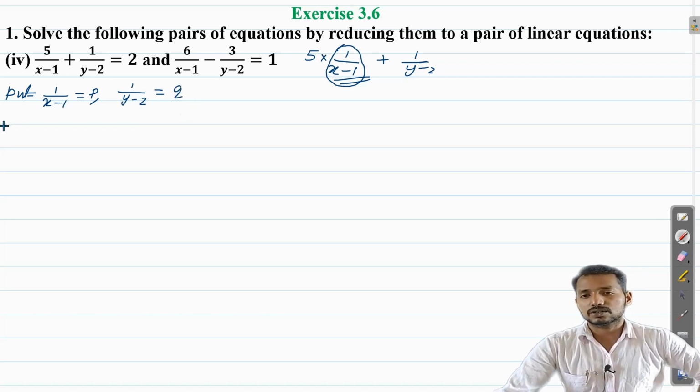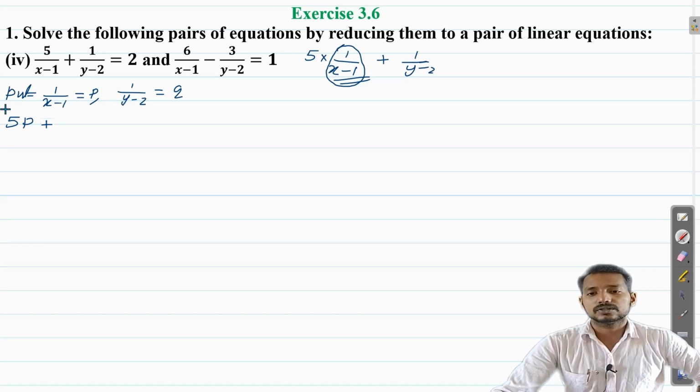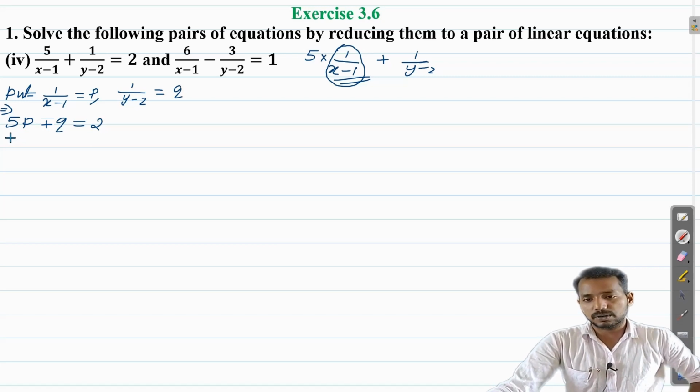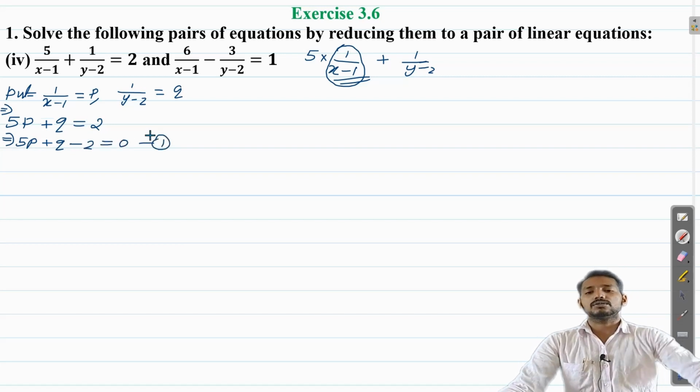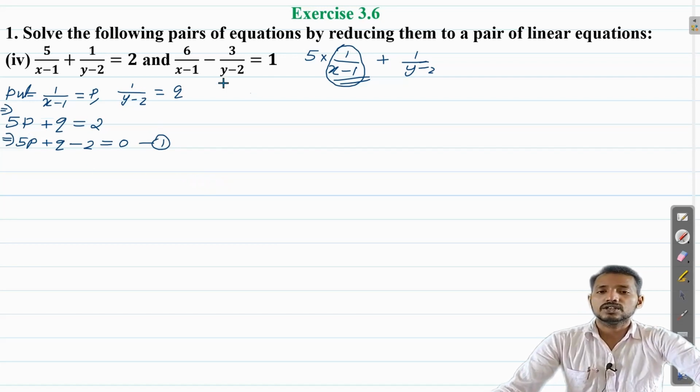That is a substitution. So we will get the equation 5 into 1 by x minus 1, that is p. So 5 into p is 5p minus 1 by y minus 2 is q. Here there is no other coefficient, we can directly write q. Only one q, which is equal to equation number 1. But I am again writing in the standard form because I am going to solve this question by the cross multiplication method. So we can write 5p minus q minus 2 is equal to 0. That I am going to give as equation number 1.